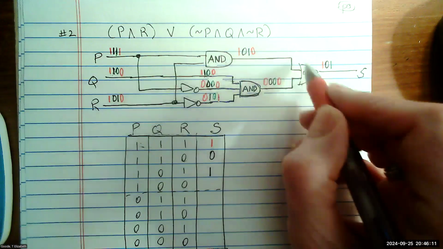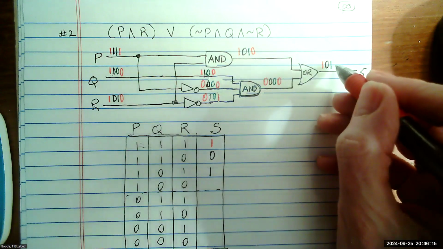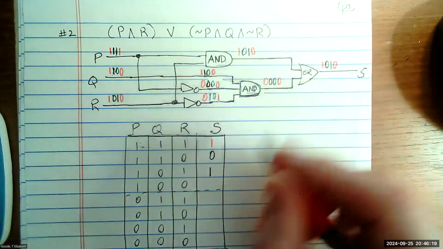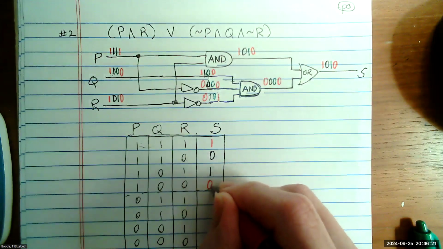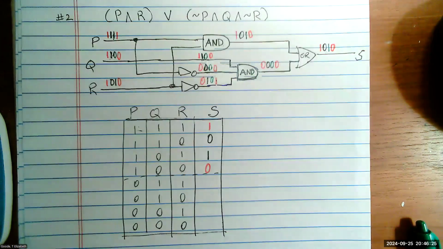And now we're going to OR together 0 ORed with 0. That's the one time the OR gate will give us a 0, if we're feeding in two 0s, right? Exactly. So that's a 0. So do I need to do more? No, not for me.